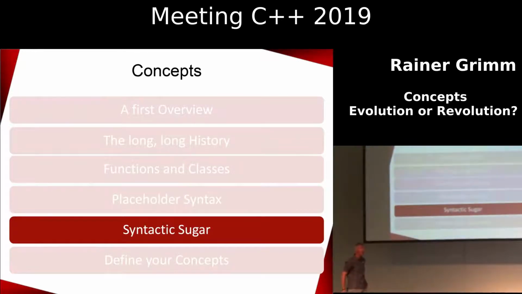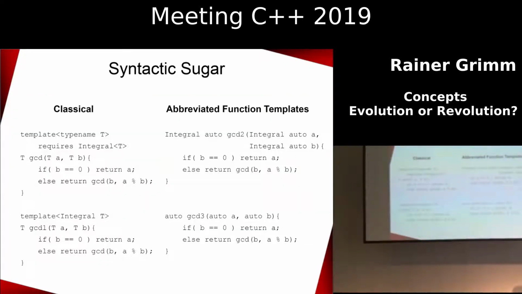And this is totally important for software development. If you don't believe me, maybe C++ is syntactic sugar for assembler. So it's important. Here I used the concept integral. You see, here the requires clause, which you know. Here I used it with this abbreviated syntax instead of typename or class.